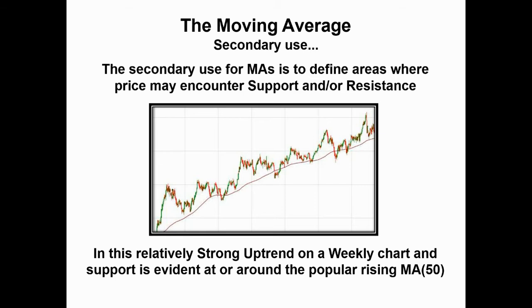When we say support, it's actually the company that supports another company, or a resistance. What are the factors that normally consider a negative effect on the trend of your market price? So in this relatively strong uptrend, since it's going up on a weekly chart, the support is evident around the popular rising MA50.